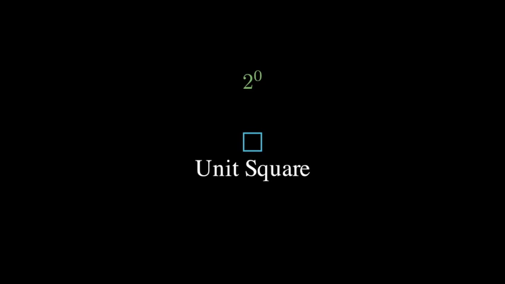Placing 2 of the unit squares on top of each other will create a rectangle whose area is 2 to the power 1. Then, placing 2 of these rectangles side to side creates a square whose area is 2 to the power 2. Throughout the video, I'll call the squares and rectangles constructed by the unit square objects. We can continue this merging process of objects to generate higher and higher powers of 2.